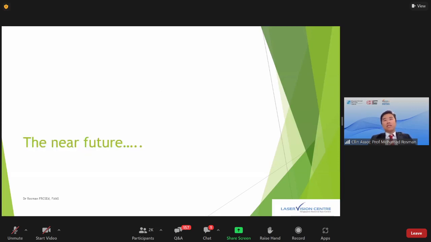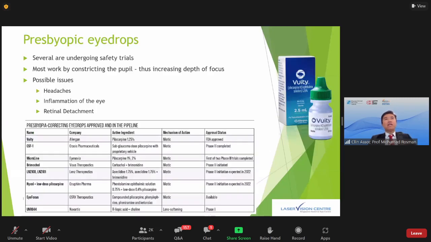The near future is very exciting for presbyopia because there are things on the horizon. As I mentioned, current solutions may not be able to help everybody. There are some presbyopic eye drops which are still undergoing safety trials, and most work by constricting the pupil to increase the depth of field.